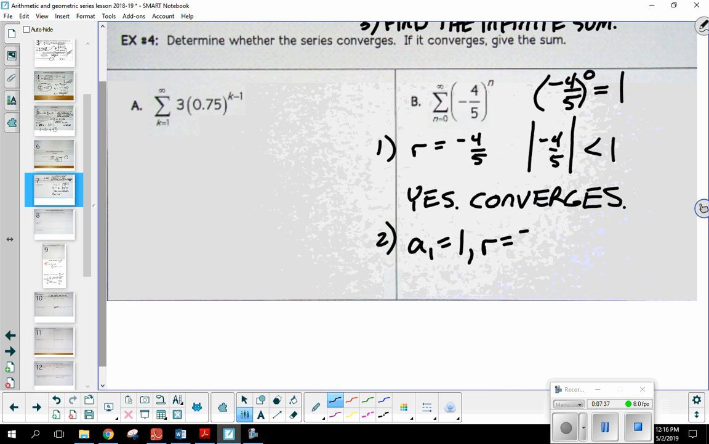We know that r is equal to negative 4/5. Because it converges, we can use that formula. So all we got to do is plug in those two items. Remember, s equals the first term divided by 1 minus r. So the first term is 1 over 1 minus negative 4/5. But what happens when you subtract a negative? That turns positive. So let me erase this right here. And then we just need to figure out what that is: 1 over 1 plus 4/5.